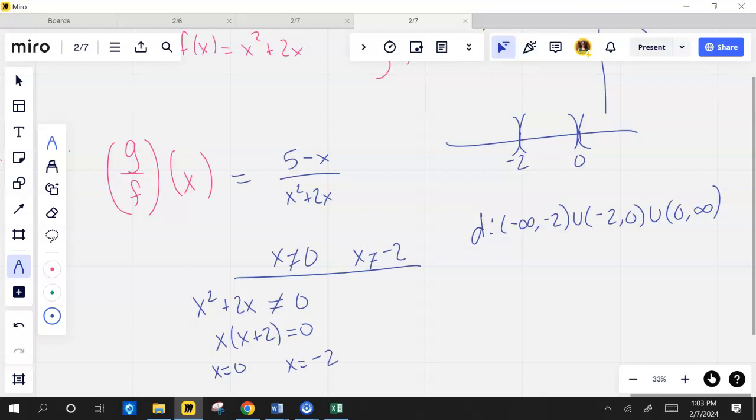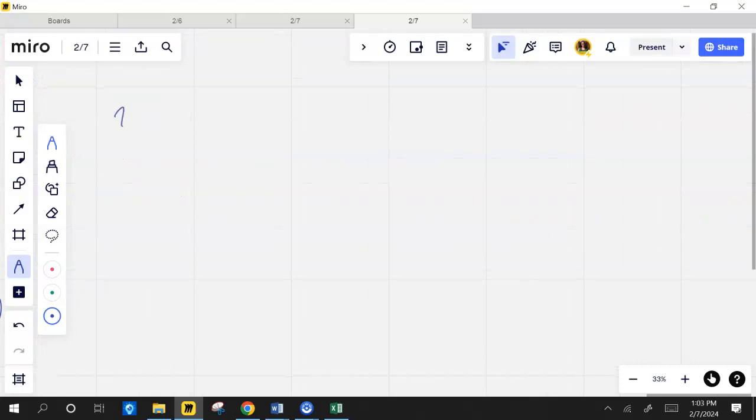Which other one? 2, C, and D. All right, here we go. Before we do any of the ones with 2, let's look at the domains individually. All right, let's look at F first. This is the parent's 1 over x. At 1 over x, I have to leave out that vertical asymptote. There's no shifts left and right. So the domain of the parent is the domain of this one.